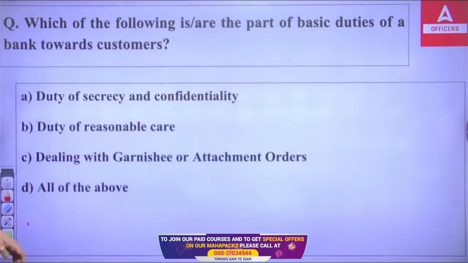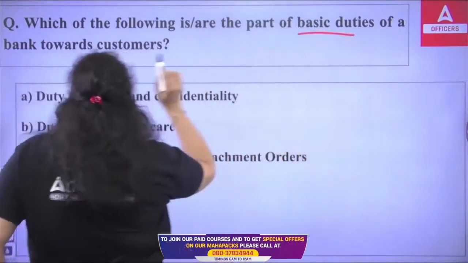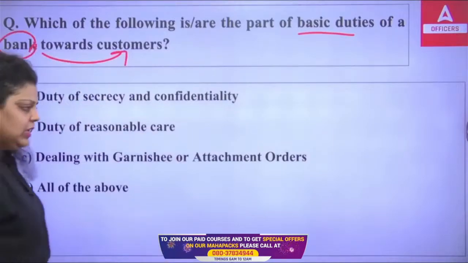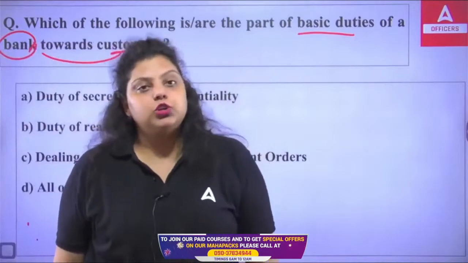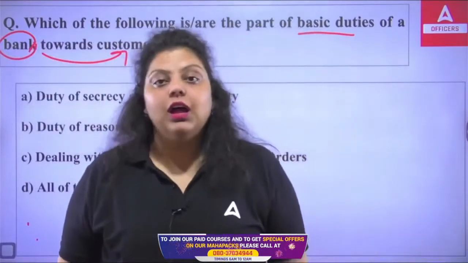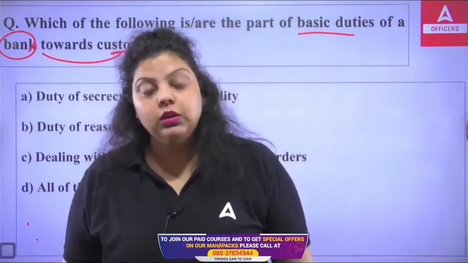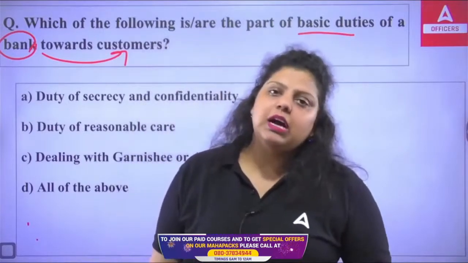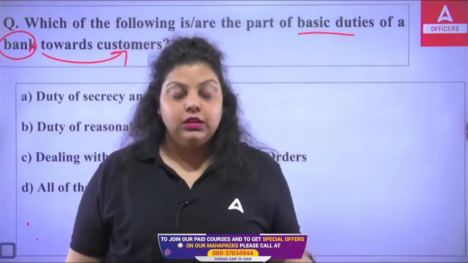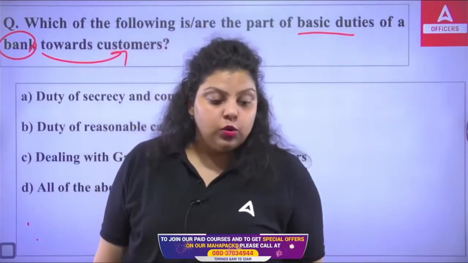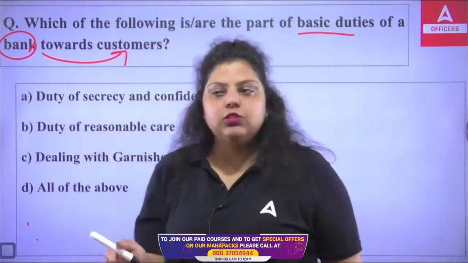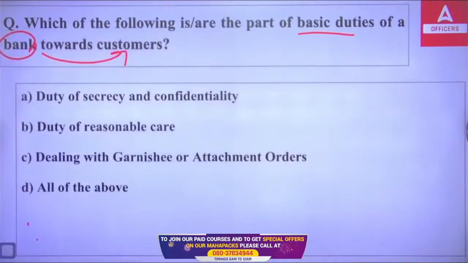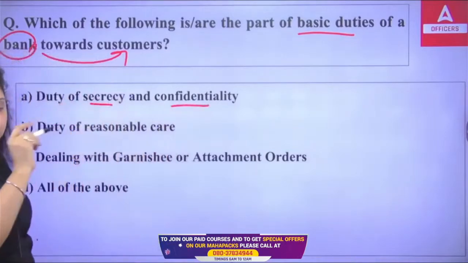So out of these duties, which is the basic duty of a bank towards the customer? Does the bank have a duty of secrecy and confidentiality? Yes, it's true. The bank can't share the information of the customer with a third party unless the customer allows it, or unless the law says so. Let's say a certain case came up against your customer and the government, the police department, the CBI or income tax officers are asking for details about the customer. In that situation, you have to share the information. So there are certain exceptional cases, in case of legal formalities, where you have to share the information about the customer, otherwise no. So this is the bank's duty of secrecy and confidentiality about customer information.